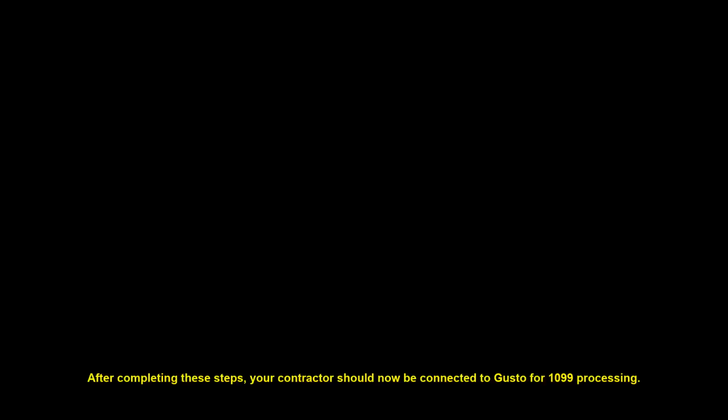After completing these steps, your contractor should now be connected to Gusto for 1099 processing. This streamlined process will help ensure compliance and accuracy for your contractor's tax reporting.